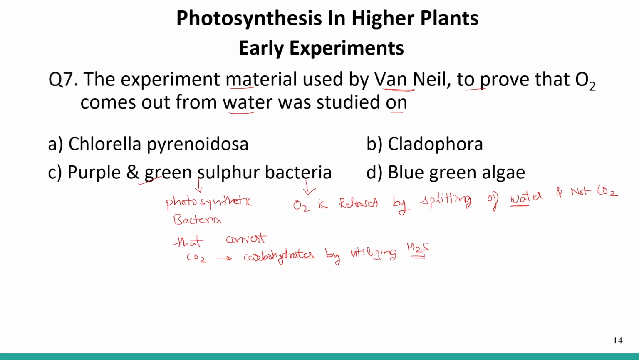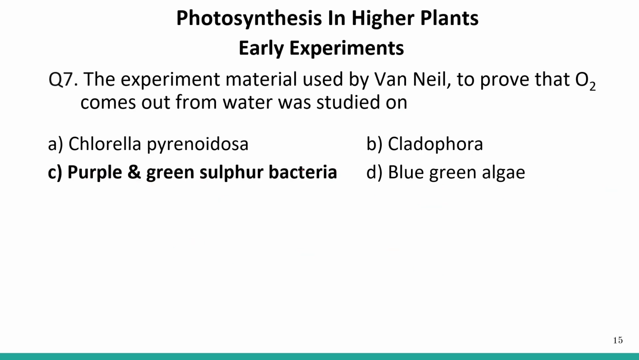Alright, so he showed that there was evolution of sulfur from this experiment. So if we replace H2S with water, then what will happen? What will we observe? We will observe the oxygen evolution. So from this experiment, he showed that the oxygen is released from the splitting of the water molecule, and he was working on purple and green sulfur bacteria. Alright, so correct option is option C.